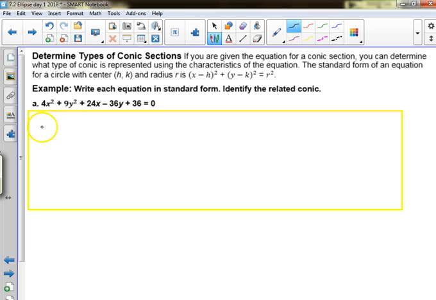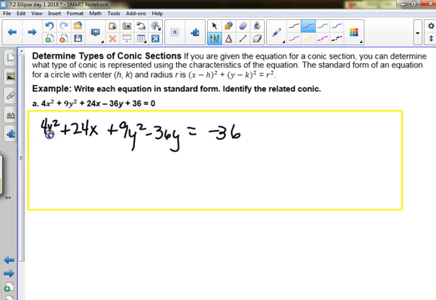We're going to separate the x's and y's and put the constant on the right. So for a minute, I'm just going to write 4x squared plus 24x. I think this one's done, so if you just want to watch, you can. Plus 9y squared minus 36y equals negative 36, okay? All I did is move the x's together and the y's together. Does that seem to make sense?